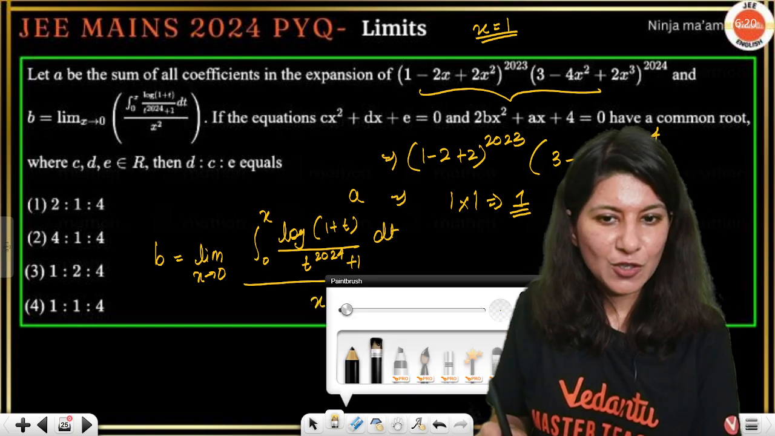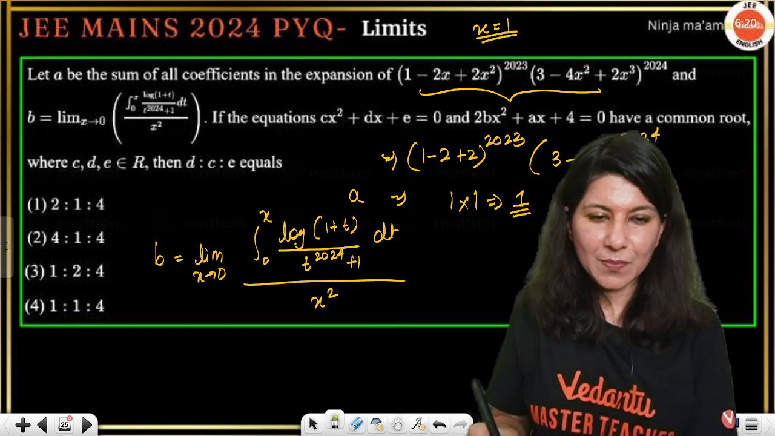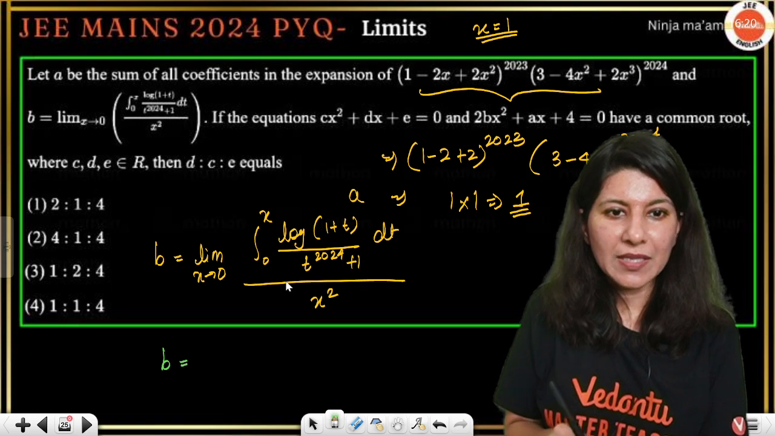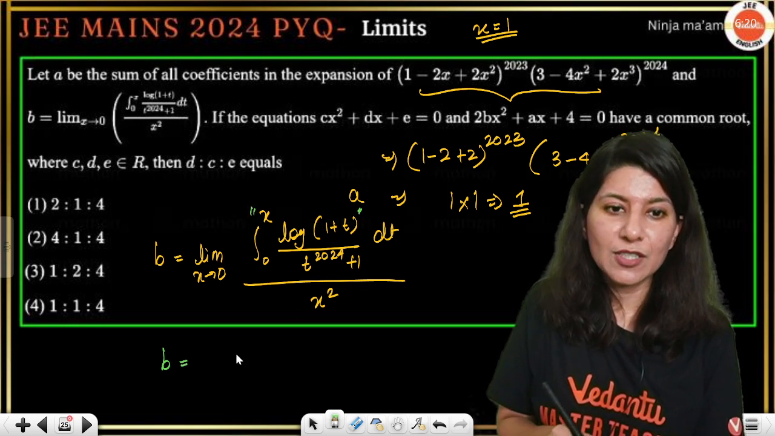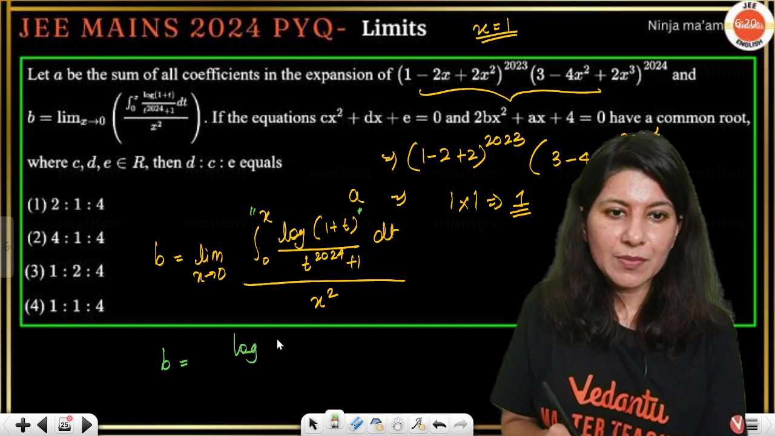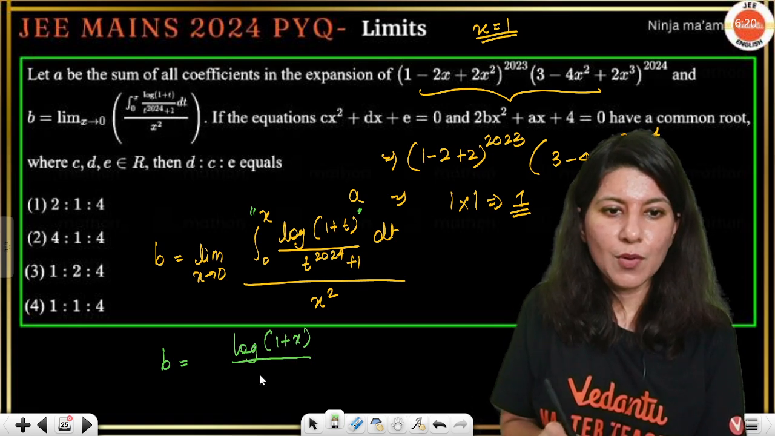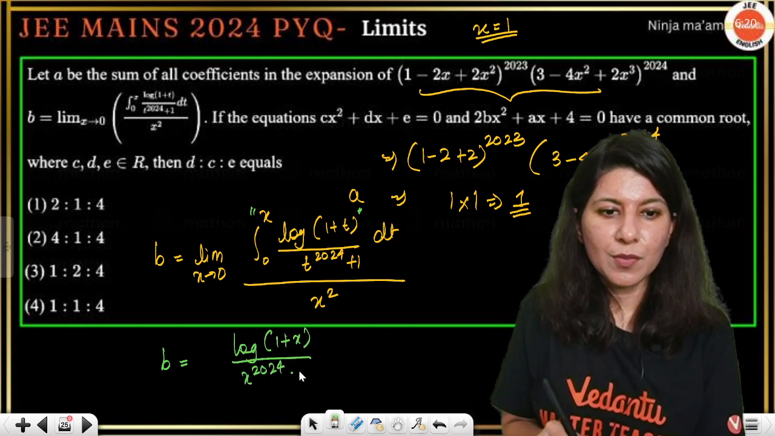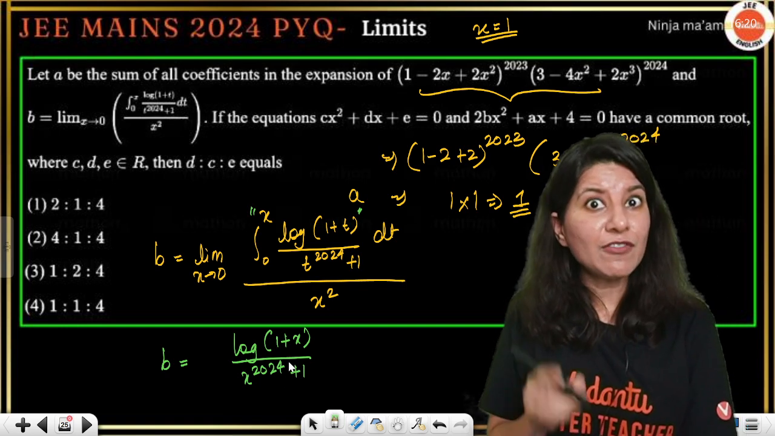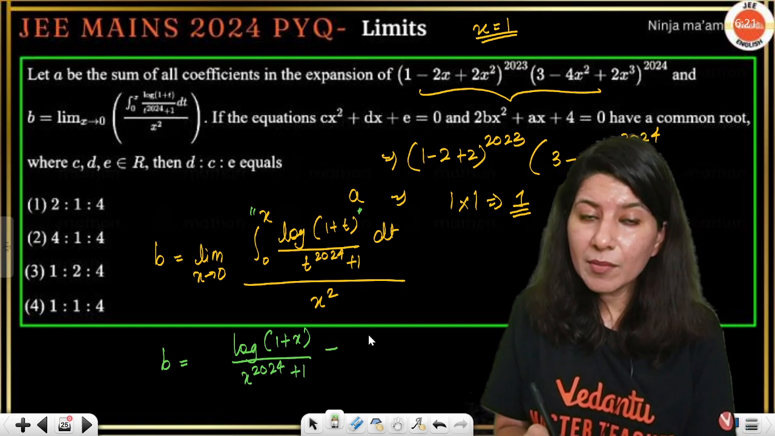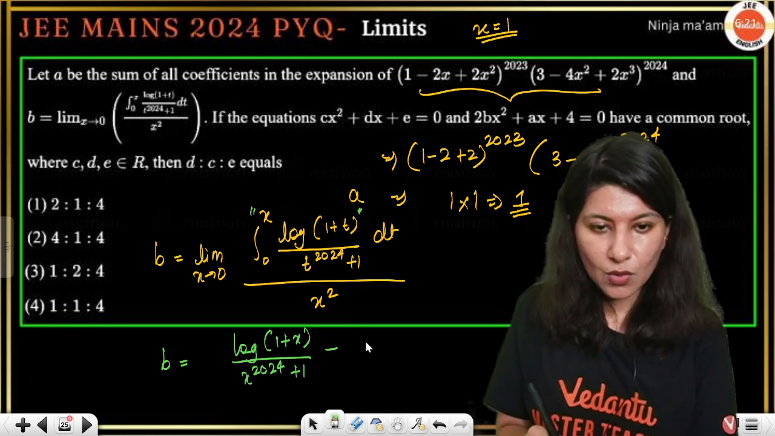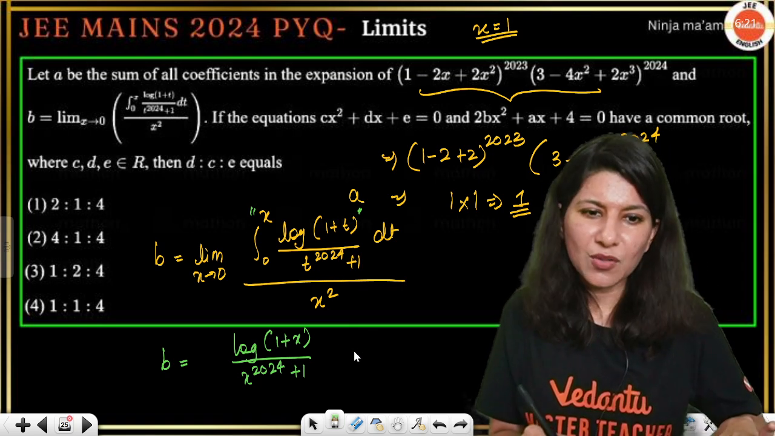So again Leibniz theorem, same thing, Leibniz plus L'Hopital. So b will be equal to, now just start differentiating this by using Leibniz law. Upper limit will be substituted: log(1 plus x) upon (x raised to power 2024 plus 1). Derivative of upper limit is 1. So that's it, minus, now lower limit derivative is 0. So 0's derivative is 0, so we don't need to write it.